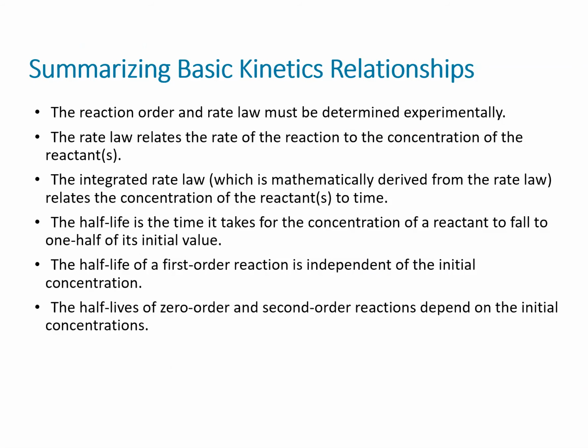So, summarizing basic relationships in kinetics. We have to experimentally determine reaction order and rate law. There's no way to intuit it based on the reaction. It has to be experimentally determined. The rate law relates the rate of the reaction to the concentration of the reactants using our term K, which is our constant, and our order, whether it's 0, first, or second order.